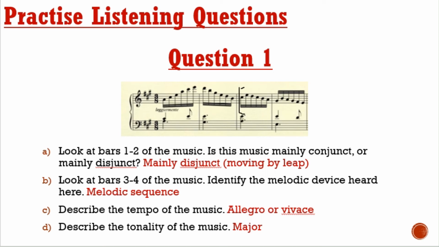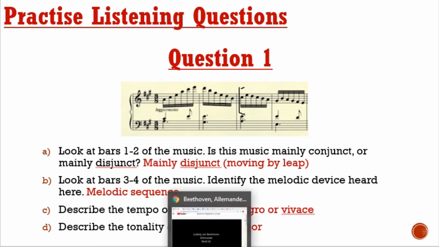The tempo of the music, I would say, is allegro or vivace, it's fast. And then finally, the tonality of this piece of music is major. Let's just listen to it again one more time. Listen out for that fast tempo and that major key.